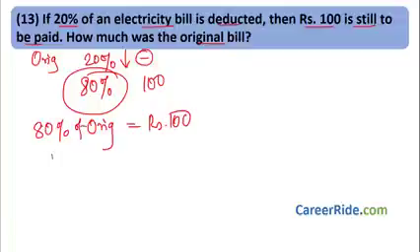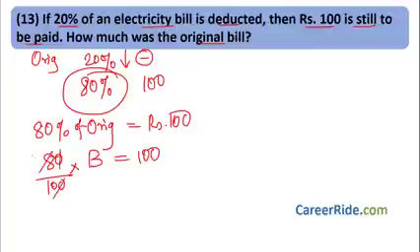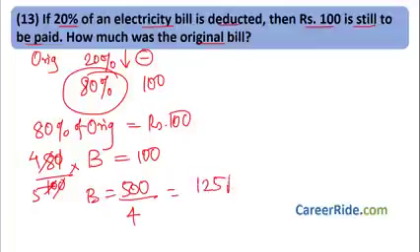80% of the original bill, let it be B, is nothing but 100. What do we get over here? 2 4s are 2 5s are, B is equal to 500 upon 4. What will you get over here? 125 rupees. So the original bill is 125 rupees. See how easy it was. Moving to question number 14.